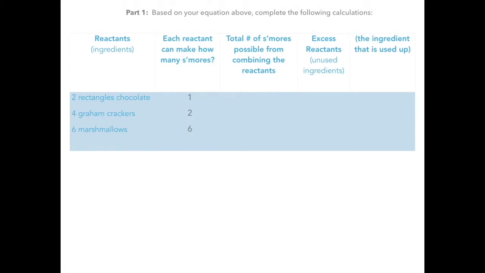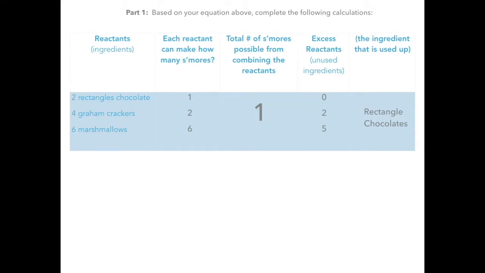So I have all of these different possibilities, but the important thing for you to know is that I can only make 1 s'more. The reason is because I don't have enough chocolate. So excess reactants, how much is unused? For the rectangles of chocolate, there's nothing left over. For the graham crackers, I only used 2 to make that 1 s'more, so I'm going to have 2 graham crackers left over. And because I only made 1 s'more, I'm going to have 5 marshmallows left over. And so the ingredient that's used up, your limiting reactant, is going to be your rectangles of chocolate.